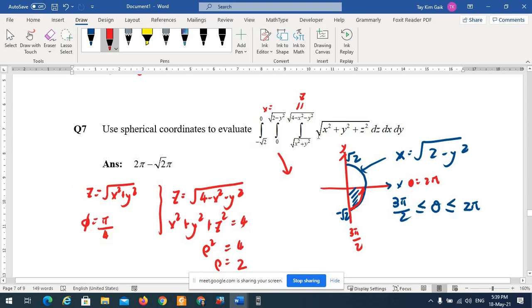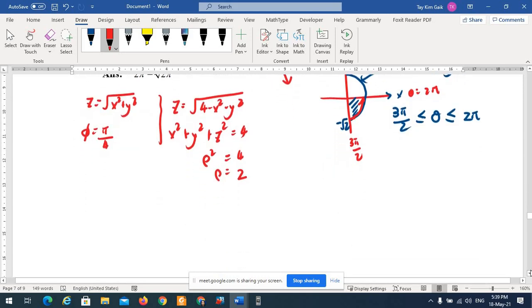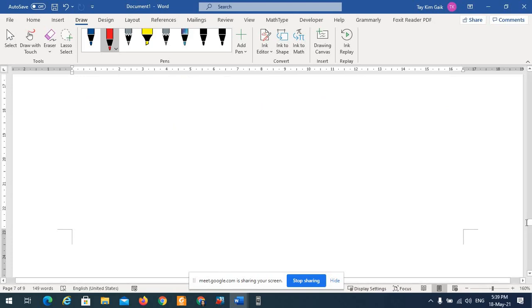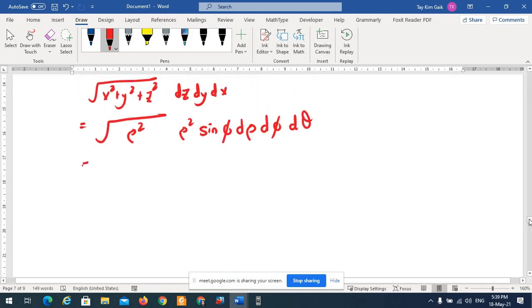And then you need to convert sqrt(x squared plus y squared plus z squared) dz dy dx into spherical coordinates. x squared plus y squared plus z squared is rho squared, and dz dy dx is rho squared sin phi d rho d phi d theta. So the square root of rho squared gives rho, and rho times rho squared is rho cubed sin phi d rho d phi d theta.